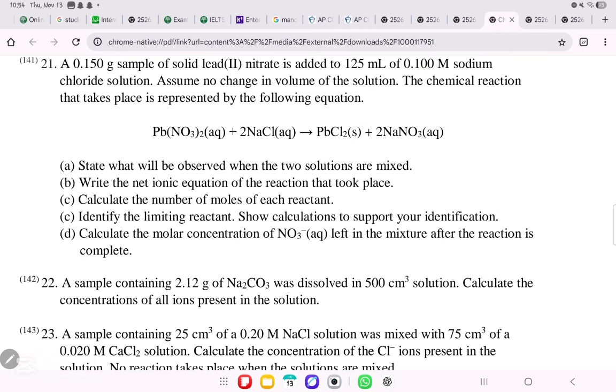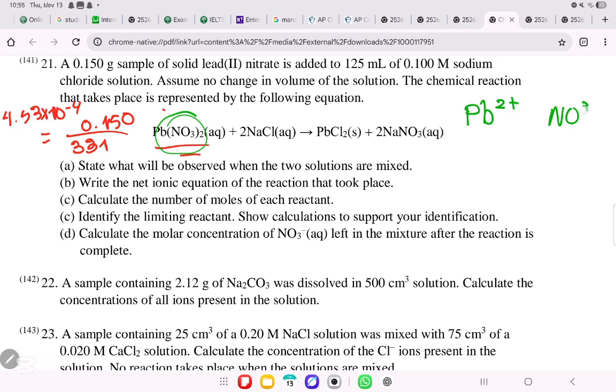Now what did they say? They said calculate the number of moles of each reactant. Very nice, very simple. First of all, we find the number of moles of this. They gave us the mass, so 0.150 over lead nitrate. What is the molar mass of lead nitrate? The molar mass of lead nitrate is 331 grams. So from this, we'll find the number of moles of lead nitrate, which is going to be 4.53 times 10 to the power of minus 4 moles, right? Now, very important is that we separate into their ions. We have Pb2+ and NO3-. As you can see, they don't balance each other out because I have 2 positive, 1 negative. So I'll put a 2 over here and now it's balanced.